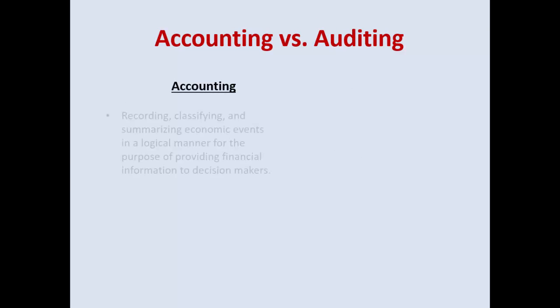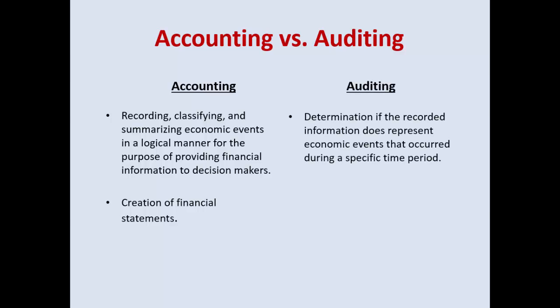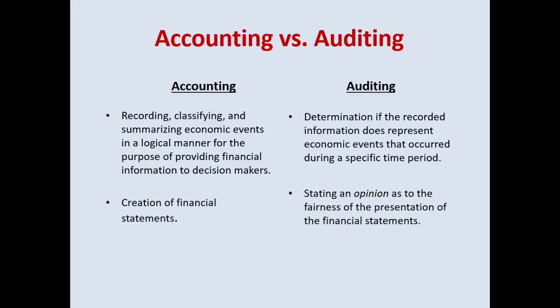So what's the difference between accounting and auditing? Well, accounting, that is recording, classifying, and summarizing economic events in a logical manner for the purpose of providing financial information to decision makers. And then, of course, creation of the financial statements. Auditing, it's determination if those financial statements do represent the economic events that occurred. And it's stating an opinion as to the fairness of the presentation of the financial statement. It's an attestation service.